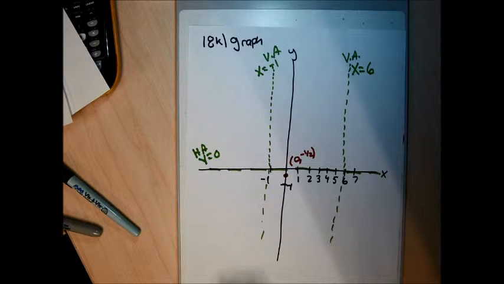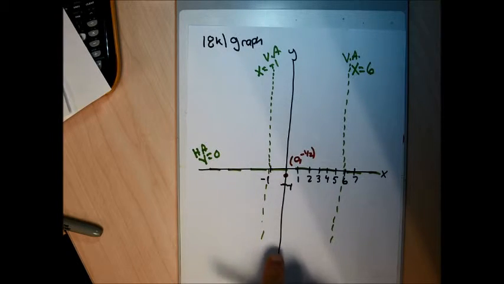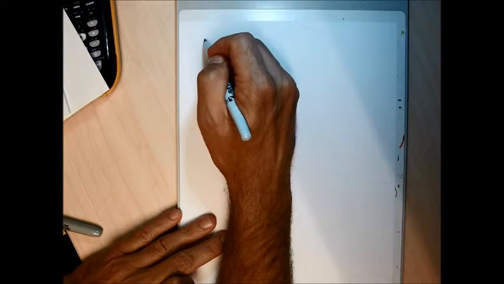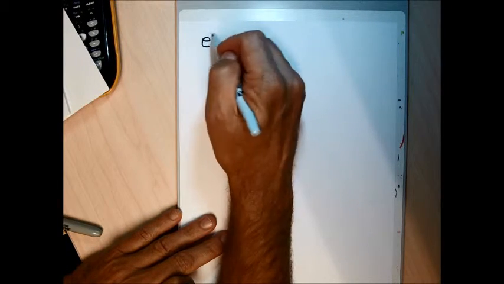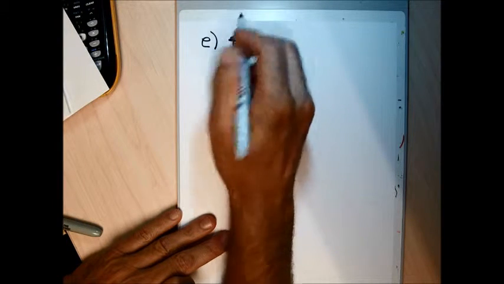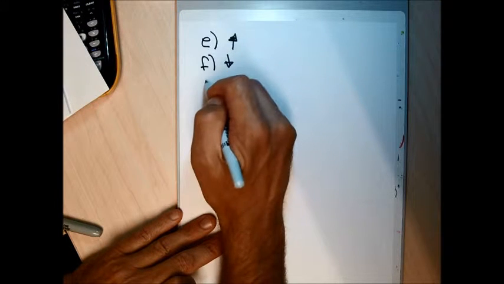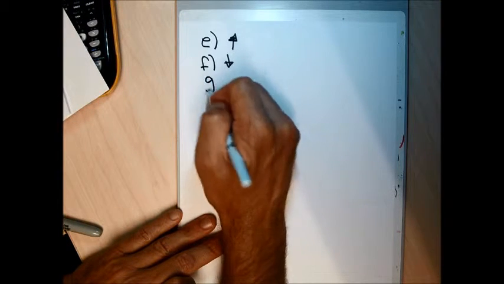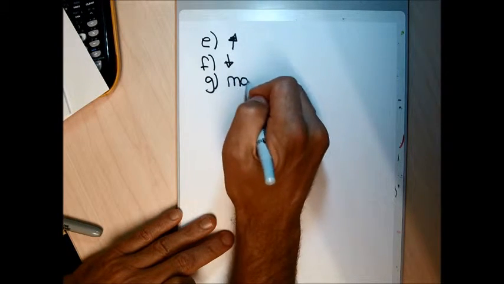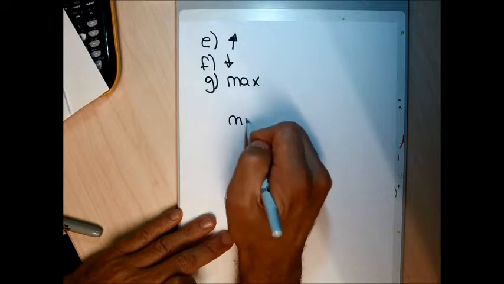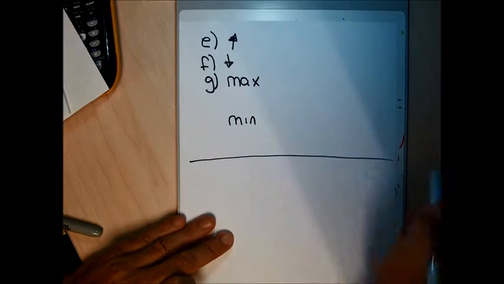All right, so now we're to the algebra, the calculus part, to find the intervals where the function is increasing, decreasing, and any maximums and minimums. So in order to do parts E, F, and G, the intervals where the graph is increasing, the intervals where the graph is decreasing, and any maximums and minimums, I'm going to need the first derivative. So I'm going to leave myself some room to do some work here.